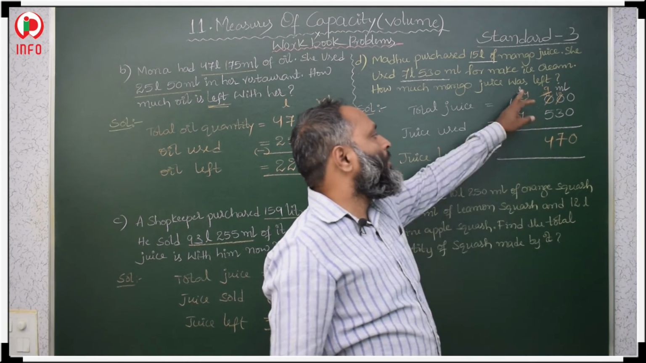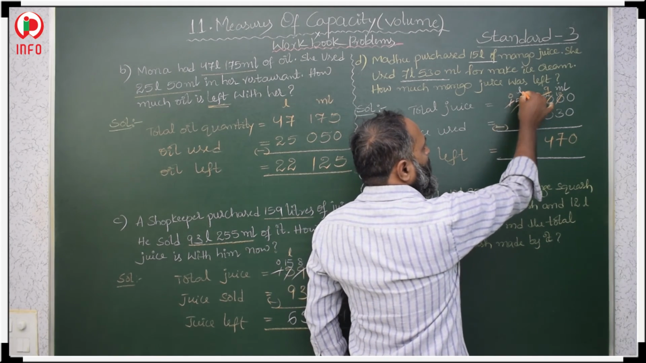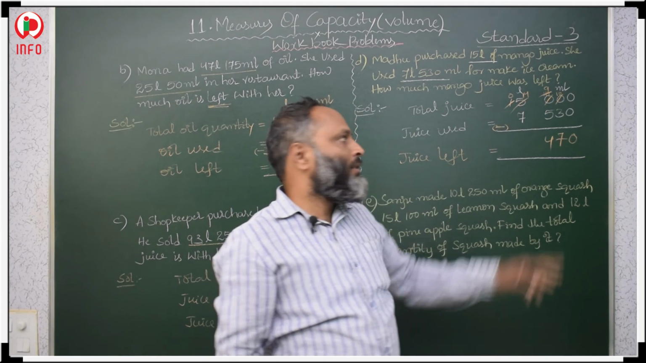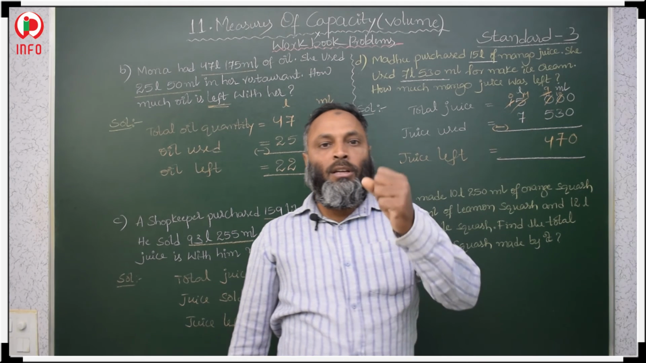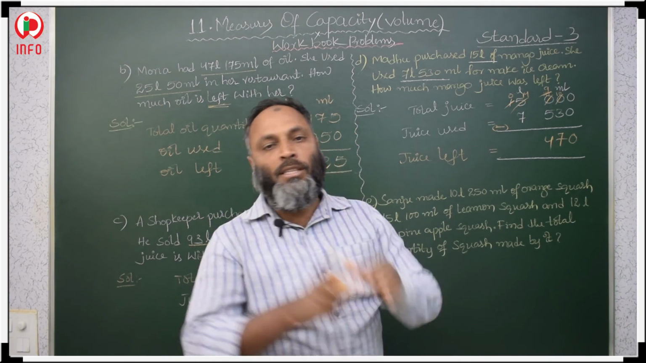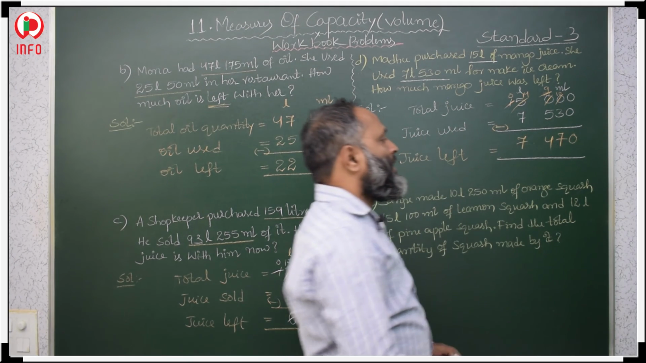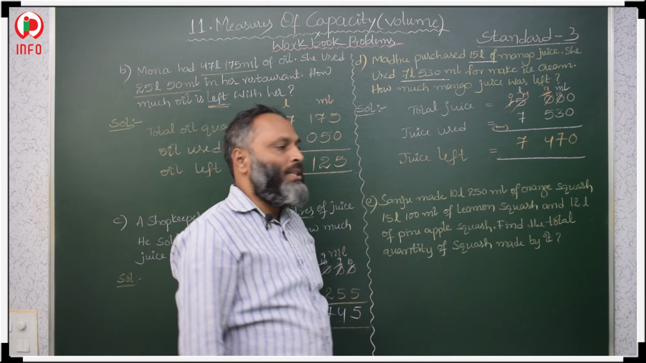Now 4 minus 7 we cannot minus, then borrow from here. We will get 0 here, we will get 14. 14 minus 7 means 8 to 14 we have to count. 8, 9, 10, 11, 12, 13, 14. It is 7. 7 liters, 470 milliliters of juice was left.